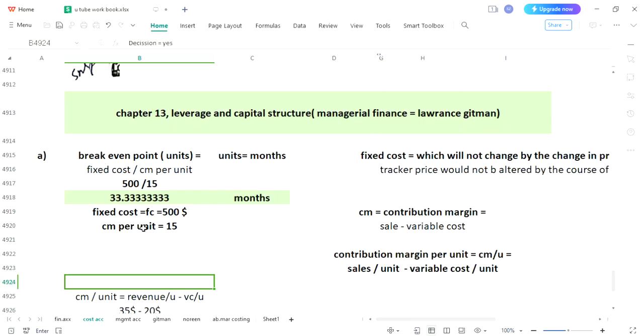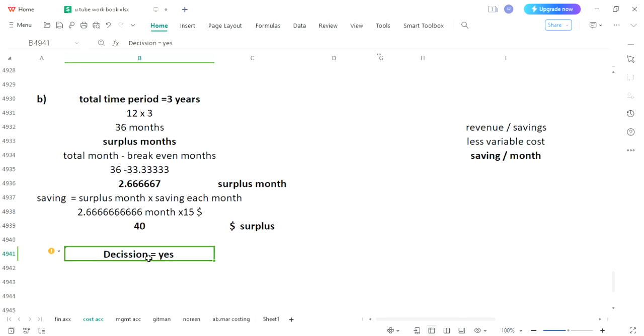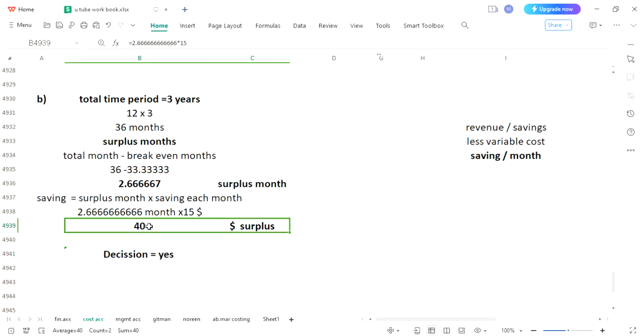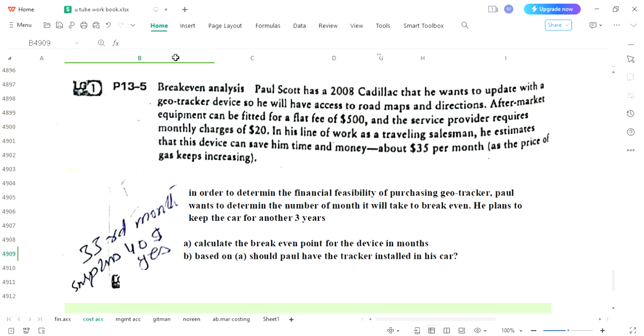Let's get back to the question. And here I want to show you, second answer was surplus $40. And look over here, you have saved $40. Answer has been matched and verified. And third was the decision whether to go for it or not. And you can see our third answer is also yes.